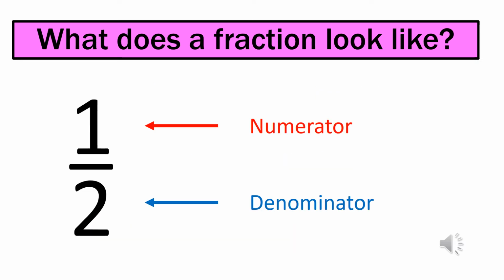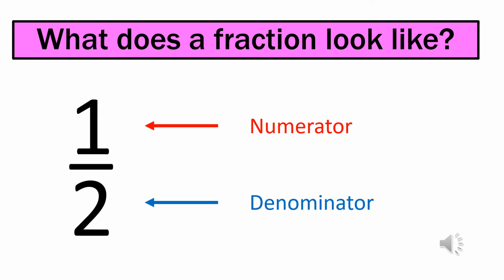So what does a fraction look like? Well, here's a fraction, and this represents 1/2. On the top of our fraction, we see a number 1. This represents the numerator, and we're going to talk about what a numerator is on the next slide. Under the line, we see the number 2. The number 2 is called the denominator, and we'll also talk about what a denominator is on the next slide. Can you say numerator?